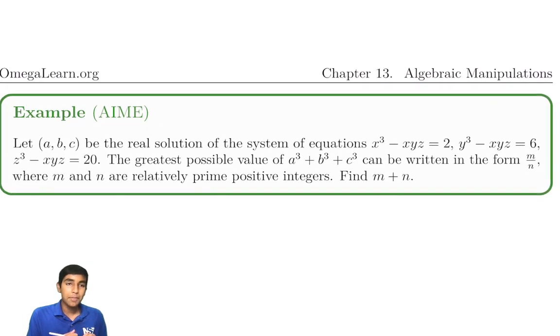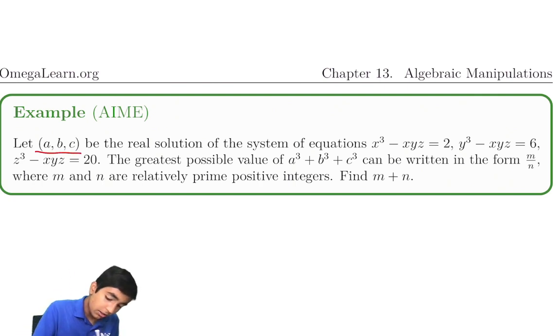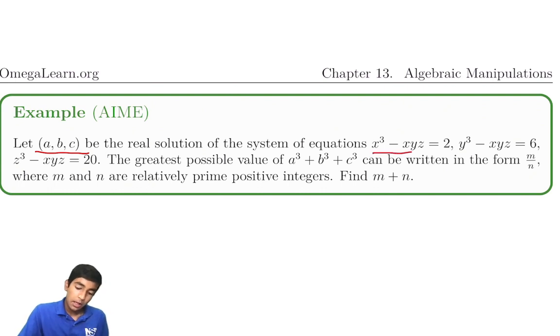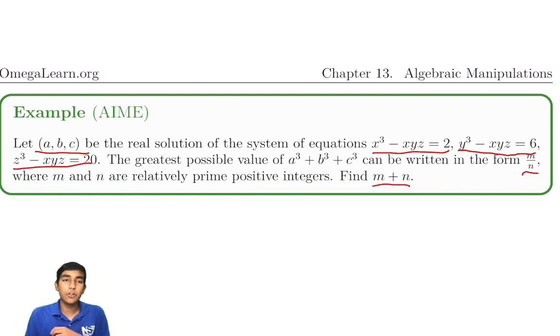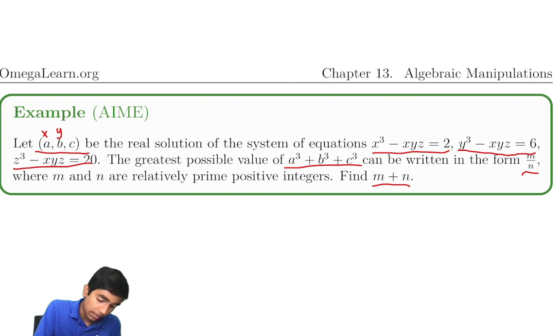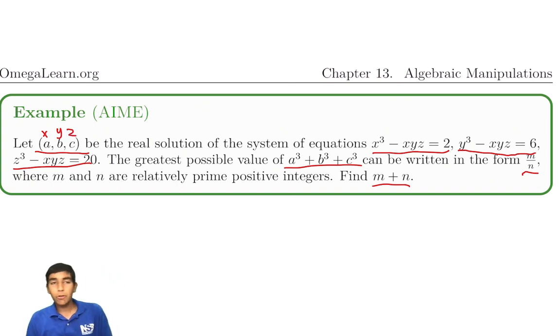So this is another problem that utilizes smart substitutions. We've got (a, b, c) being a solution to the system of equations: x cubed minus xyz equals 2, y cubed minus xyz is 6, and z cubed minus xyz is 20. The greatest possible value of a cubed plus b cubed plus c cubed is m over n, and we're asked to find m plus n. What this (a, b, c) thing means is essentially, over all possible solutions of x, y, and z, find the greatest possible value of x cubed plus y cubed plus z cubed, where a becomes x, b becomes y, and c becomes z. Let's explore how to solve this.